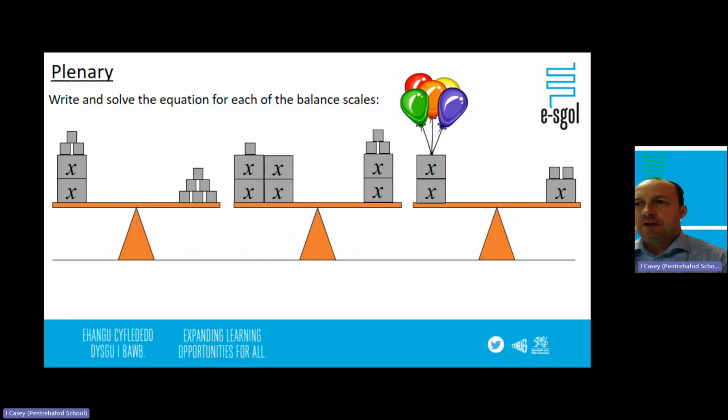If we have a look at this slide, this is for a bit of conceptual understanding. Looking at each of the scales, there's 3 separate questions. Just wondering if you can create your own equation for those scales and then solve the equation. Just be aware of the balloons on the 3rd set of scales and think, what would the balloons do to the scales? Would they push down or pull up? That's a bit of a clue to the equation you're going to form. So pause the video now and then we'll quickly talk through those 3.